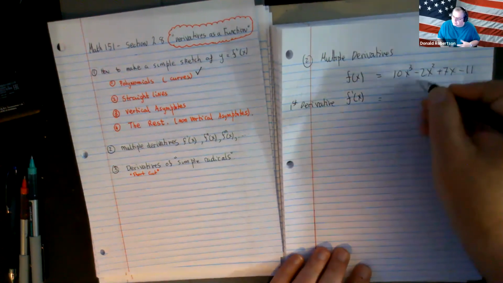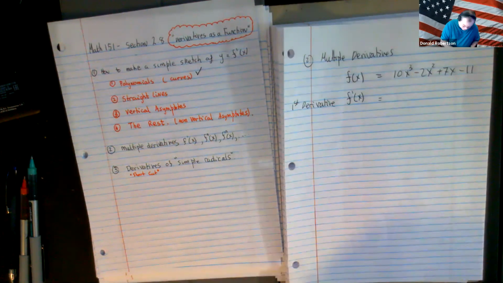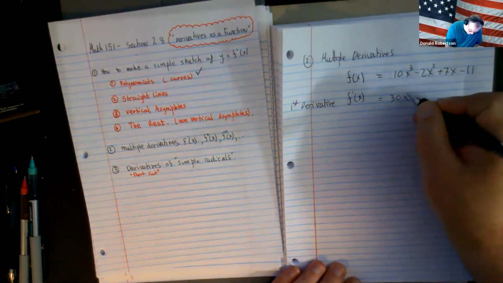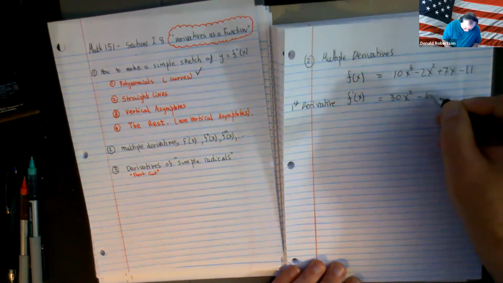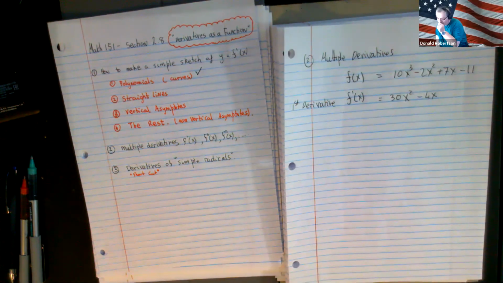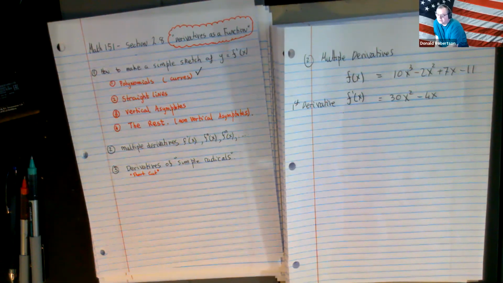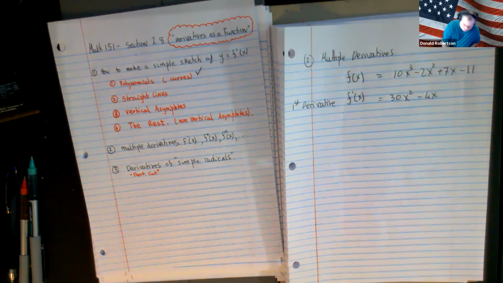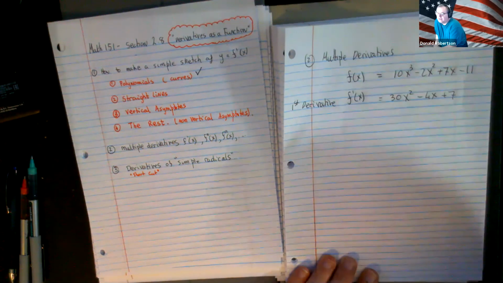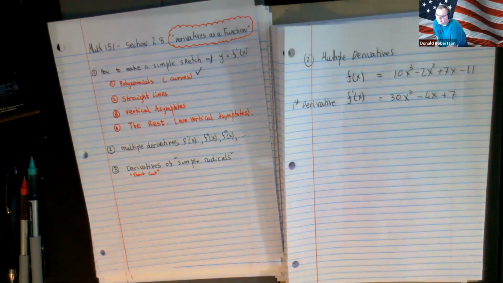And basically, the power rule, right? Multiply by the power, reduce it by 1. So you get 30x squared. Multiply by the power, reduce it by 1. What does 7x get you when you use the shortcut method for derivatives? What does this plus 7x get you? 7. Right. What does the minus 11 get you? 0.